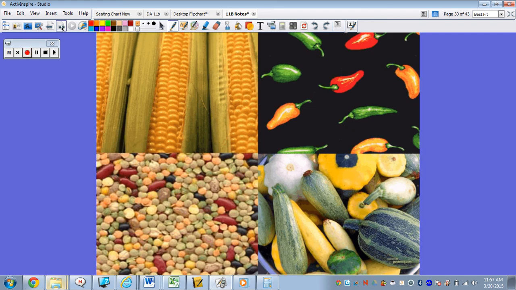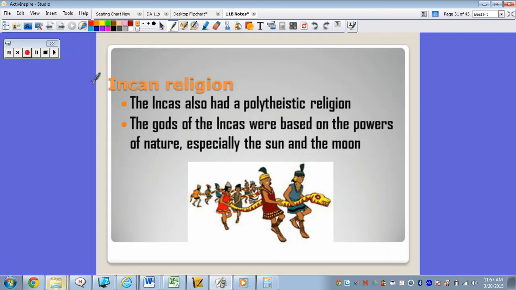Typical crops for them. Incan religion, they're also polytheistic. They are not big believers in sacrifice. They do not do the human sacrifice thing. Again, the gods of the Incans are based on powers of nature, but they hold a special place for the gods of the sun and the moon.